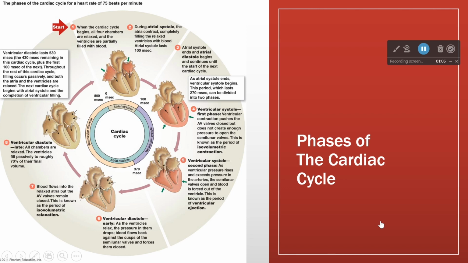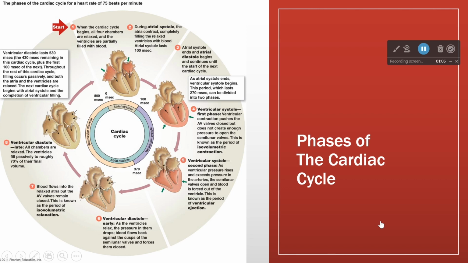This is called atrial systole, when the atria are contracting. Normally, when we use the word systole and diastole, we're talking about the ventricles. If we specifically say atrial systole or atrial diastole, then we're talking about the atria. So here we have atrial systole. Once the atria have contracted, the next thing that occurs is atrial diastole begins, relaxation, and ventricular systole begins.